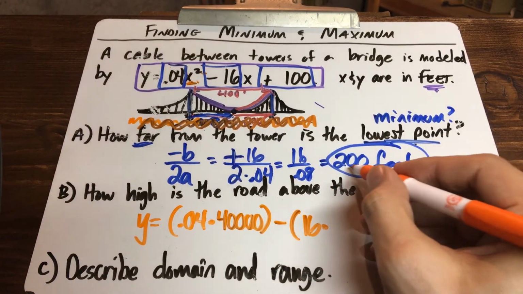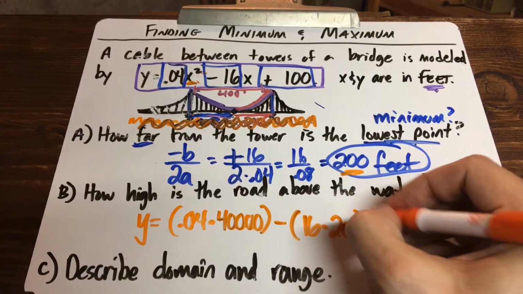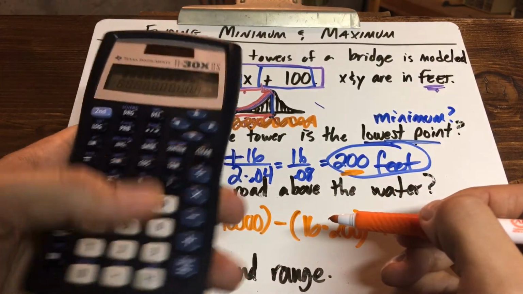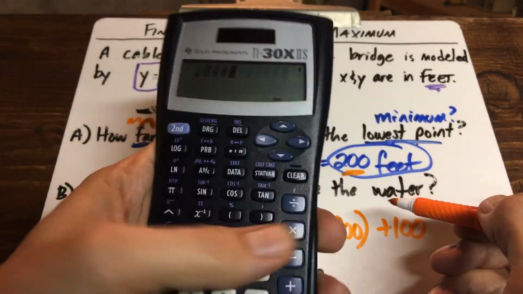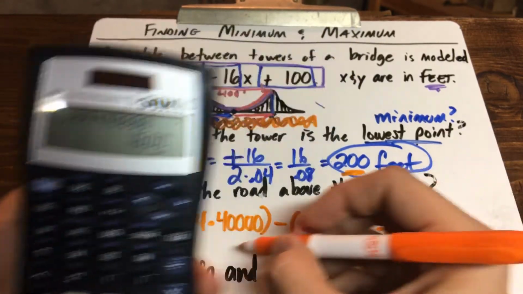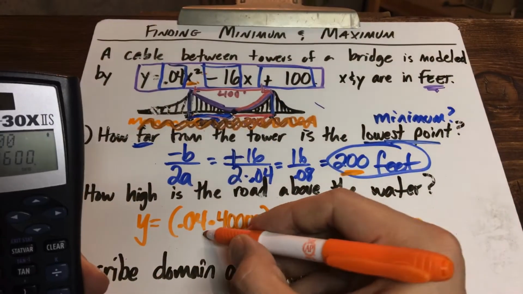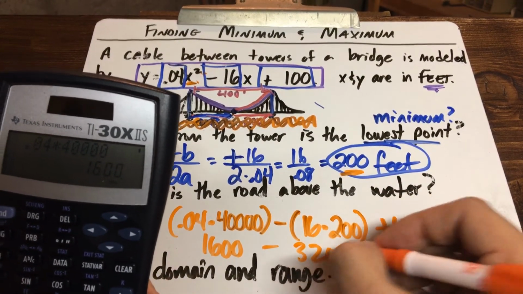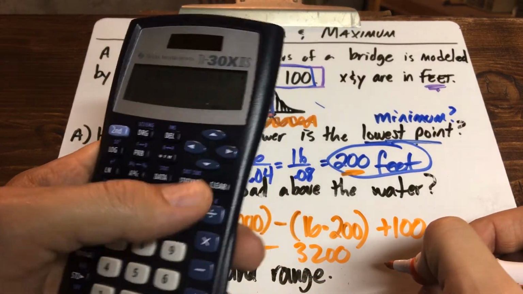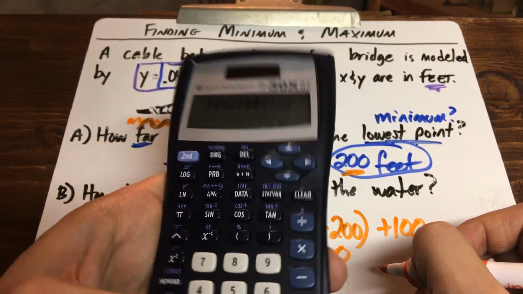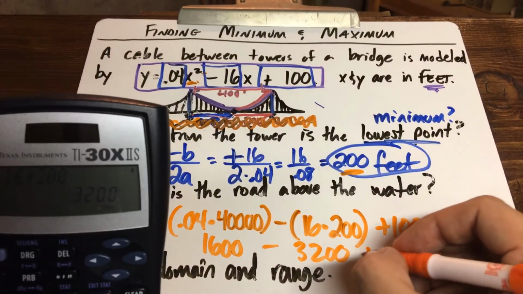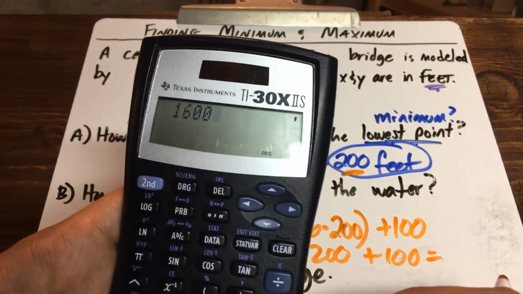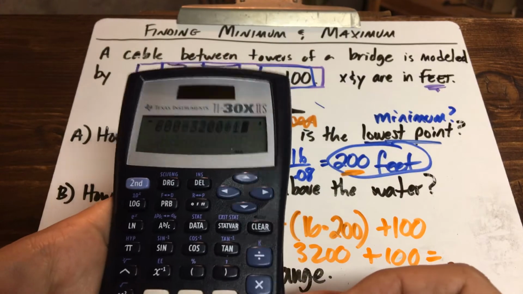16 times x. Remember, x is this amount, 200. And then plus 100. So I'm just going to work this out. I'm going to need a calculator for this. 0.04 times 40,000. Okay, 0.04 times 40,000. That equals 1,600. You can see it right here. 16 times 200 has got to be 3,200, just in case you don't believe me or I don't believe myself. And there it is, 3,200 plus 100, and then I can just work this out. I can almost type this whole thing in my calculator, 1,600 minus 3,200 plus 100.